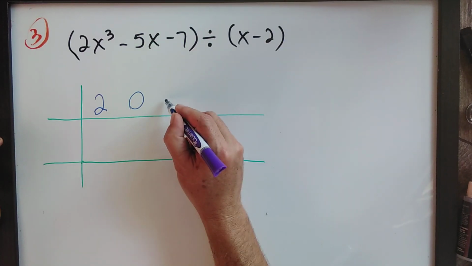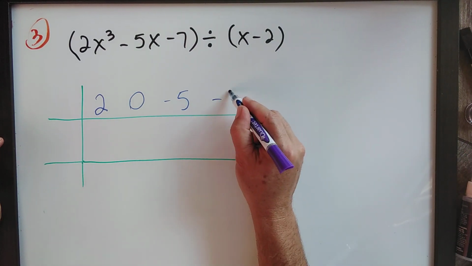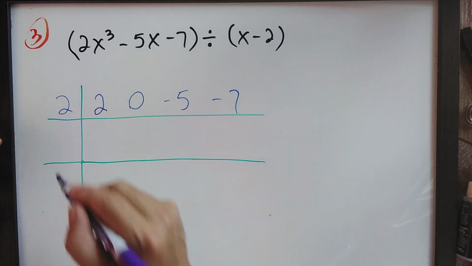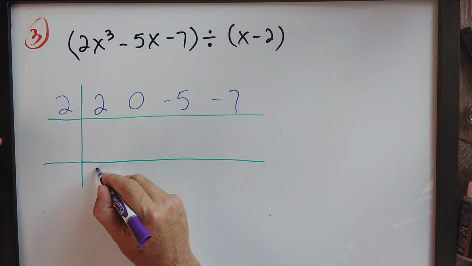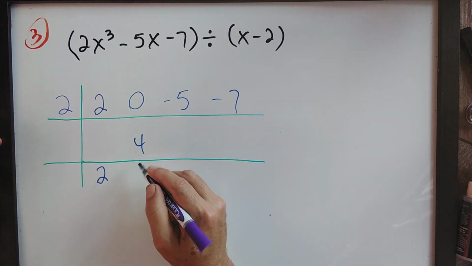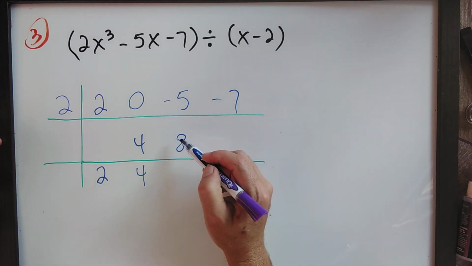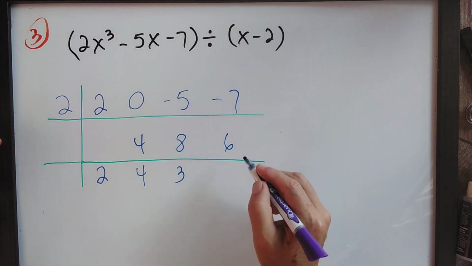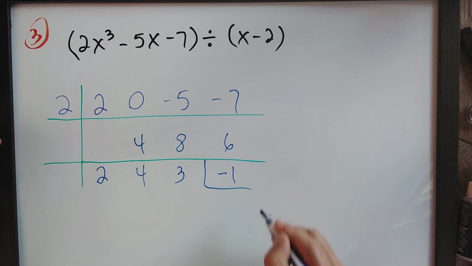Then comes -5, and then -7. The opposite of that is +2, and that's it. It's really simple. Bring down the 2 all the way down here. 2 times 2 is 4. 0 plus 4 is 4. 4 times 2 is 8. -5 plus 8 is 3. 3 times 2 is 6. -7 plus 6 is -1. And that's going to be my remainder.